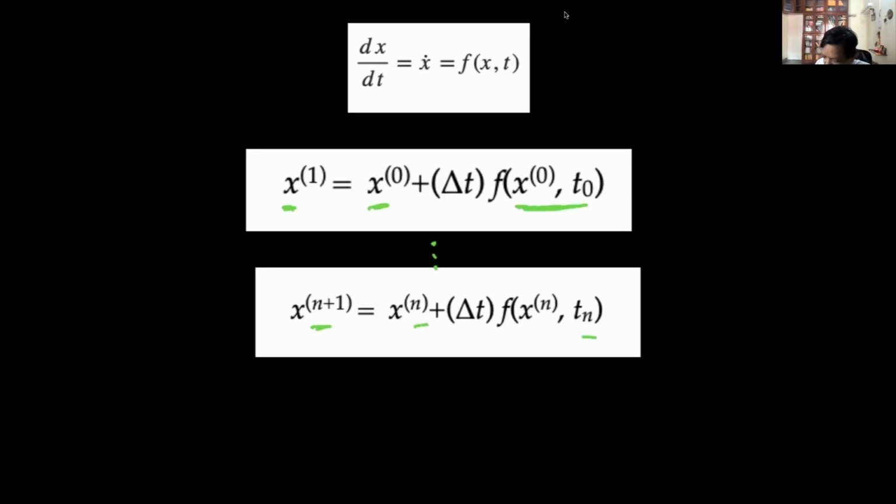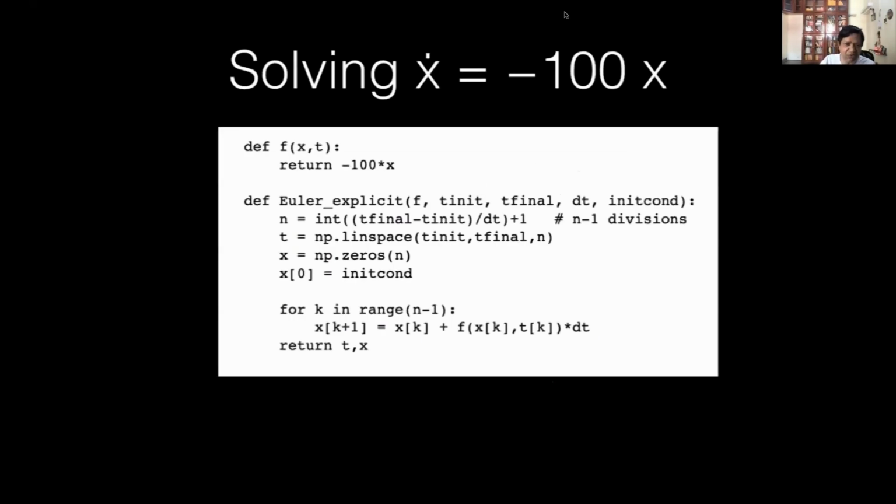Okay? And this is also called an explicit scheme because my answer at x_(n+1) is an explicit function of x_n. So the right hand side also only involves x_n. Okay, so this is called explicit. It's pretty straightforward. So let's look at how to write the code.